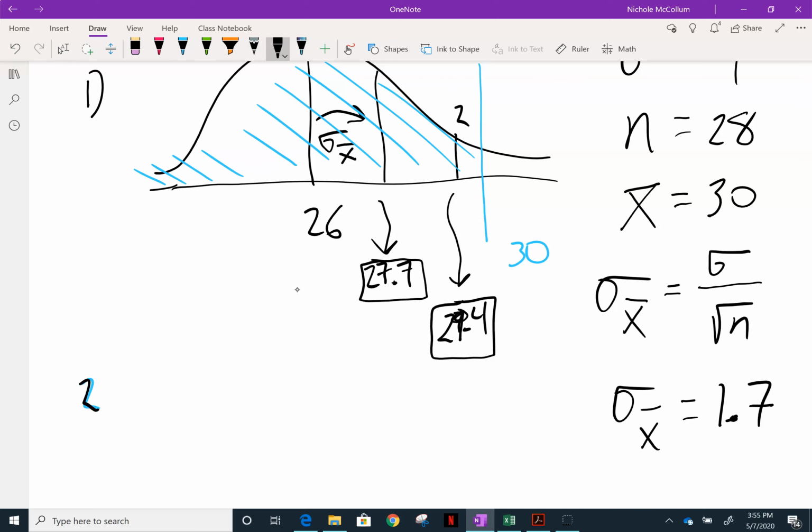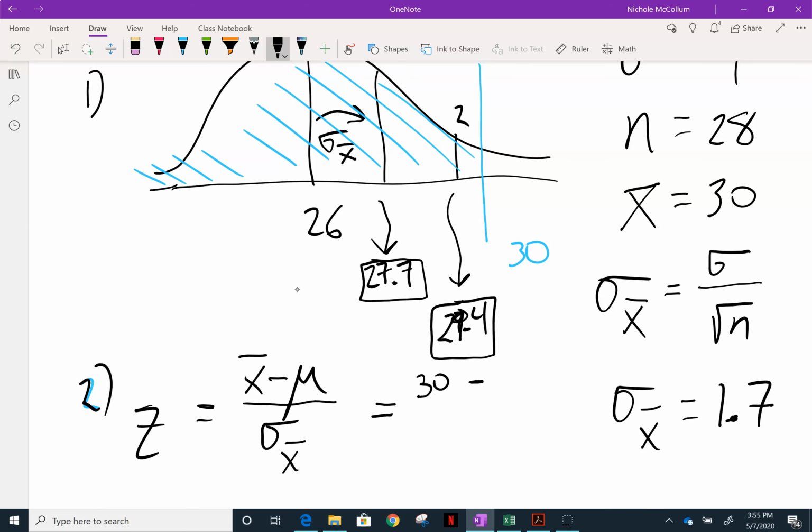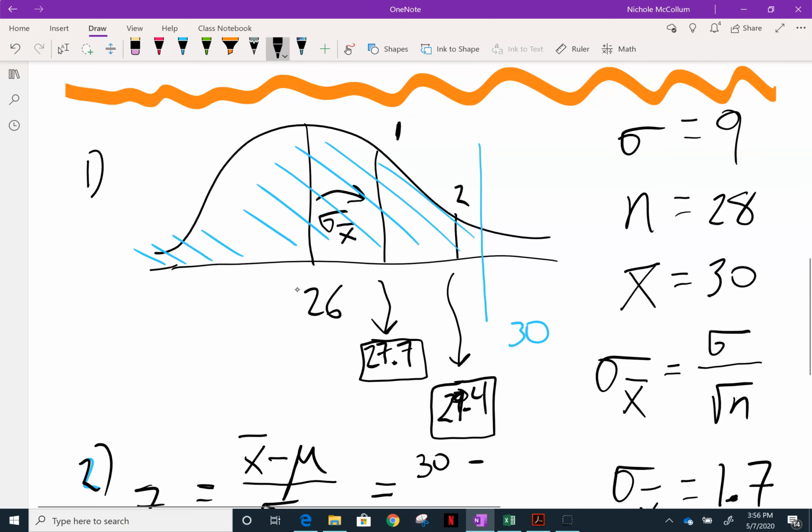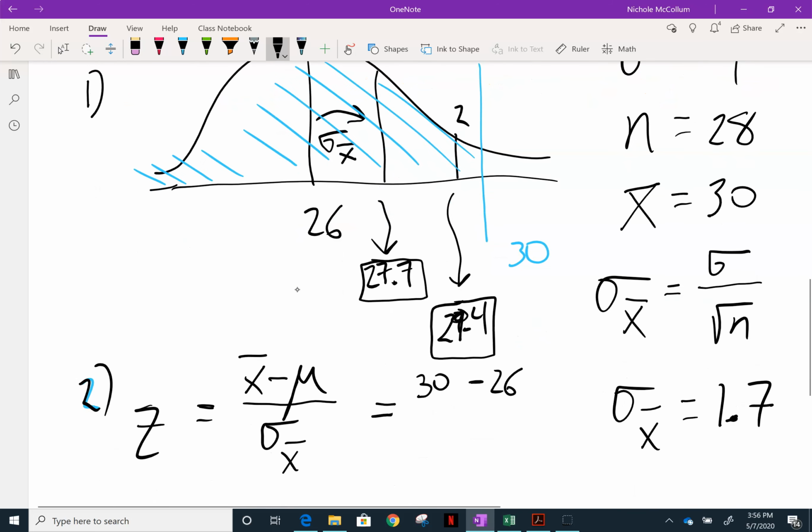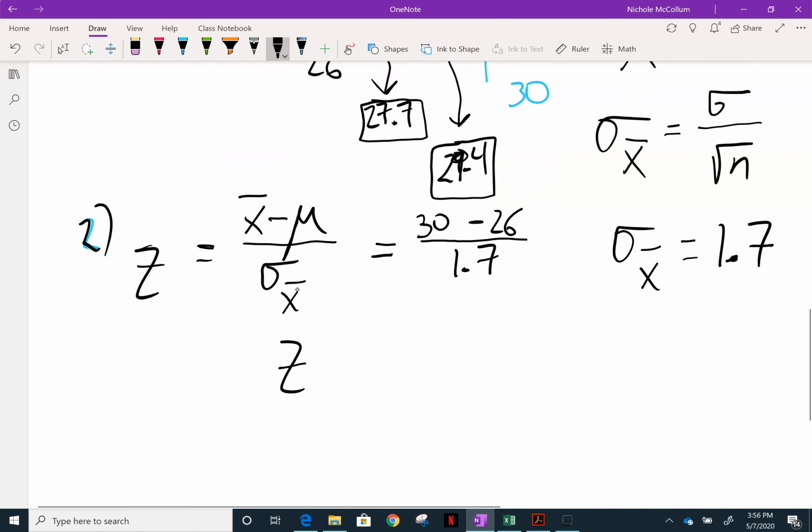So step 2, we pick the right Z formula. Well, the appropriate Z formula for an average, for a group, is x bar minus mu over the new standard deviation, sigma x bar. Well, x bar, what you're studying, is 30. The sample average you're studying is 30. The national average will always be the average. The national average was 26. The new spread factor is 1.7. This allows me to find a Z value. So I take my calculator. 30 minus 26 is 4. 4 divided by 1.7 gives me a whopping 2.35.